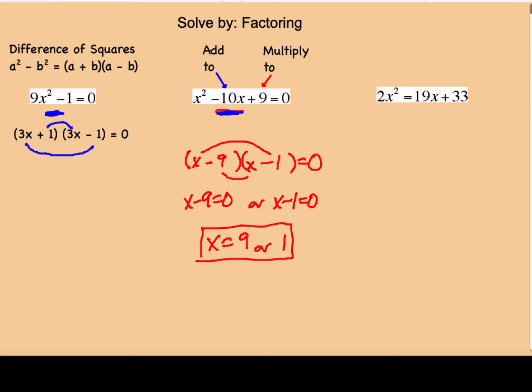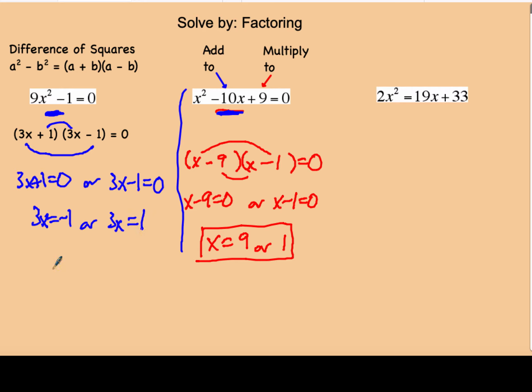Well, in that case, that means either 3x plus 1 equals 0, or, I'm going to run out of room here, but I think I can fit it in, 3x minus 1 equals 0. So either 3x equals negative 1, or 3x equals positive 1. And x could be either negative 1/3 or positive 1/3. Again, we get those two nice solid answers there.